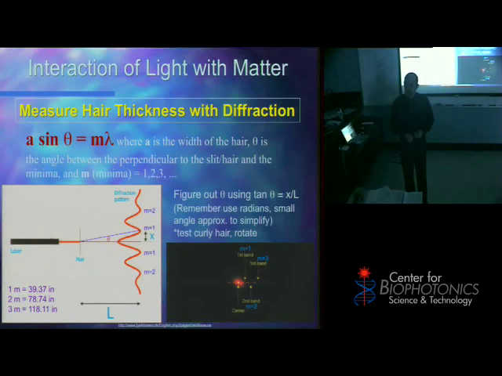Yes? Are you measuring to where the dark spot begins or the middle of the dark spot? The middle of the dark spot. You always measure to the middle. The middle of the center here, right in the center, and then to the middle of the dark spots.